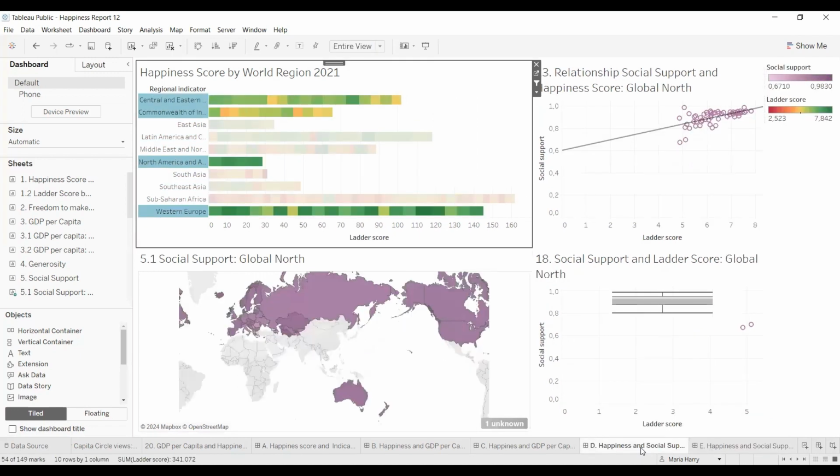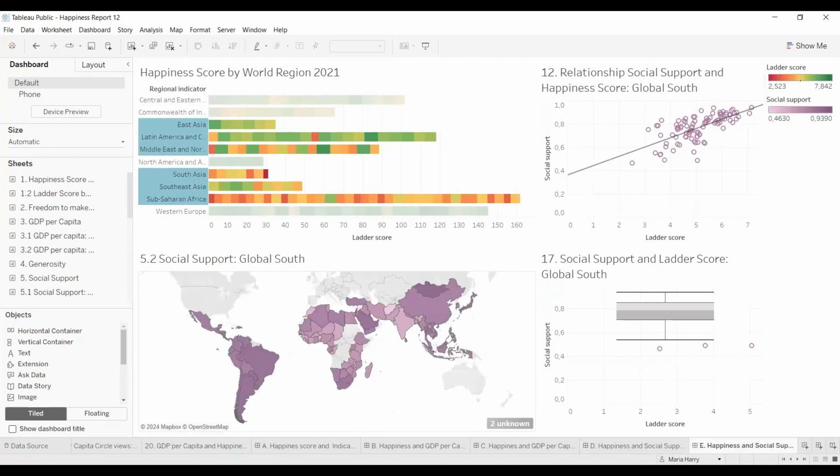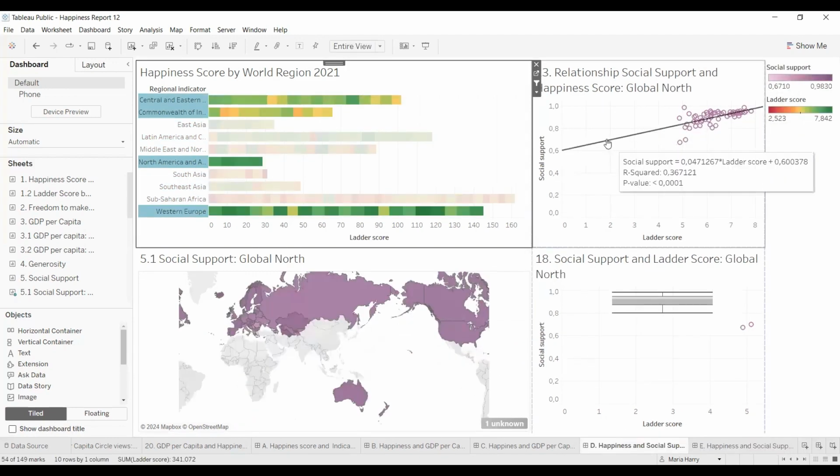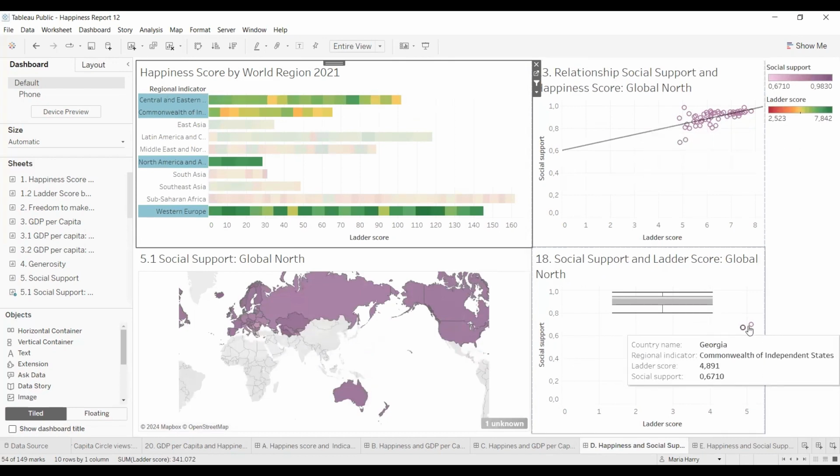Countries in the global north tend to be ranked higher than those in the global south. In terms of social support, the global south shows more variation in the values, but both show there's a positive correlation between social support and happiness score. And in both cases, there are outliers.